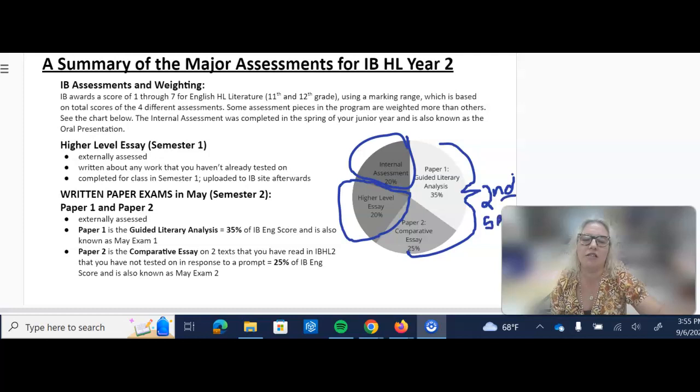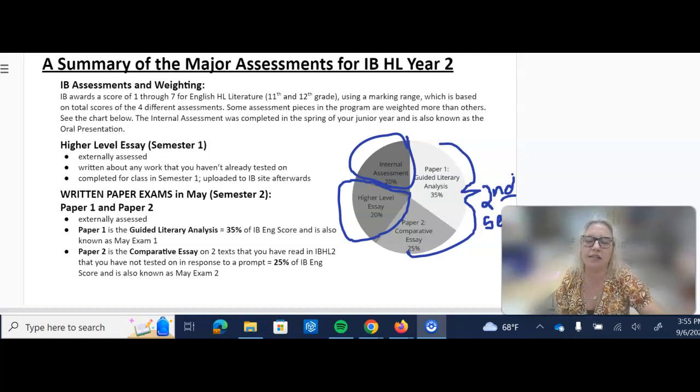And then second semester's assessments are all timed writing exams where you're writing by hand on paper with a pen under exam conditions. So we'll do a lot of practicing that second semester. Okay, the higher level essay, this is what we're going to do this semester.